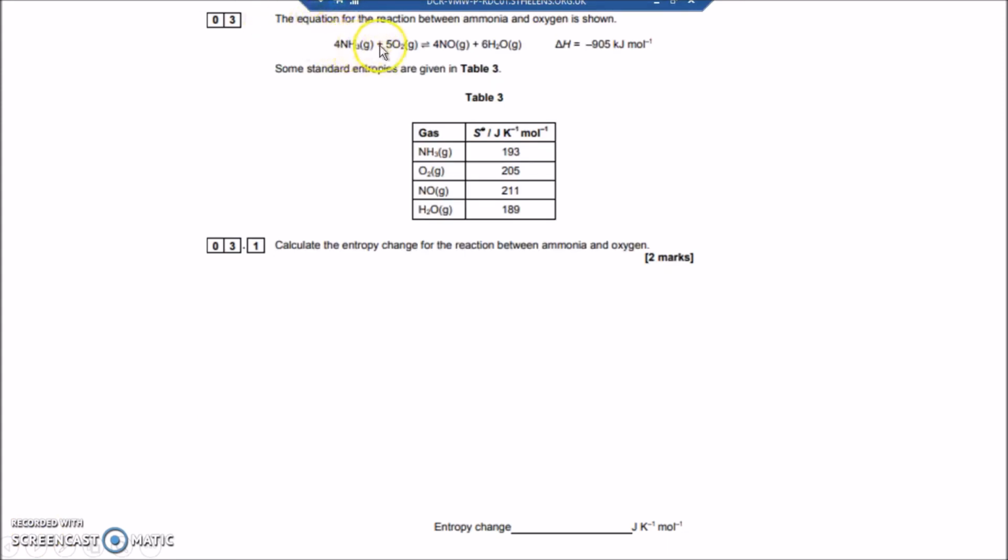Question 3. We've got a reaction going on between ammonia and oxygen. 4 moles of ammonia and 5 moles of oxygen make 4 moles of nitrogen monoxide, NO, and 6 moles of water. We've got some entropy values. Calculate the entropy change for the reaction between ammonia and oxygen.